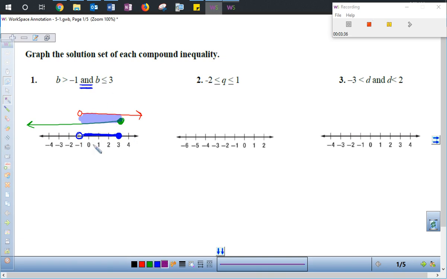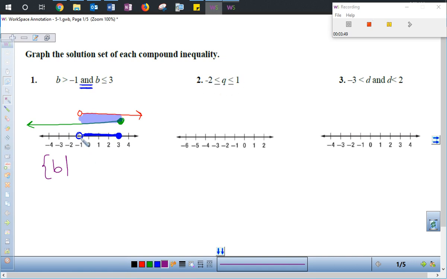Now finally, I just need to write my answer in set builder notation. So this is going to be a little bit different than what we are used to. We're going to start with just the same thing, the set of all b's, because that's the variable we're using, such that, now when we have an and inequality, a compound inequality that starts and stops, our answer is actually going to look like number 2. So here's how we do this.